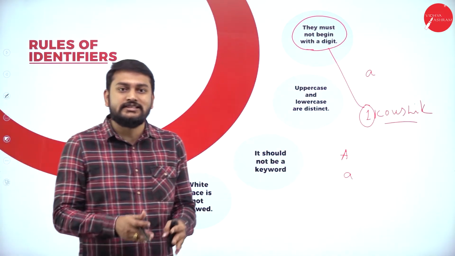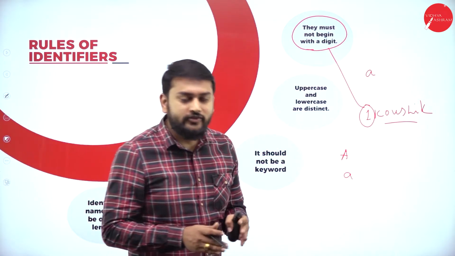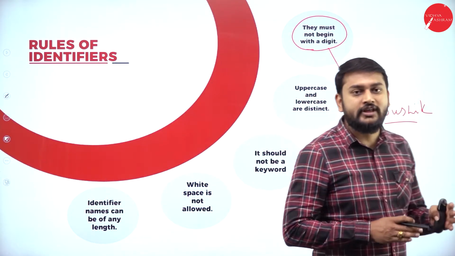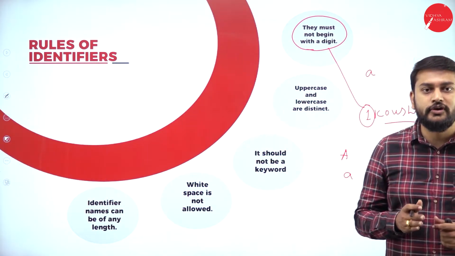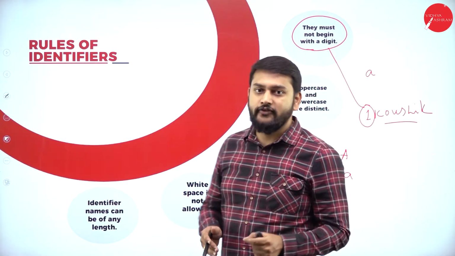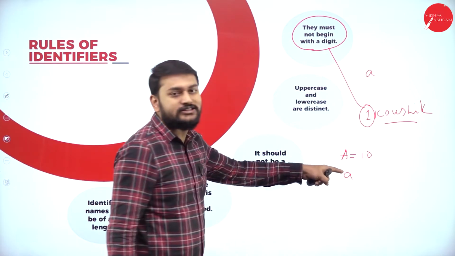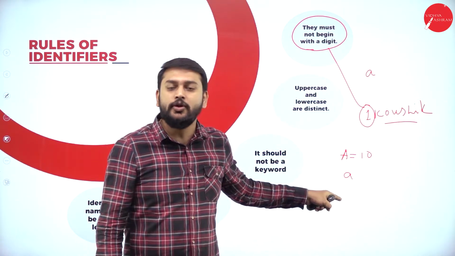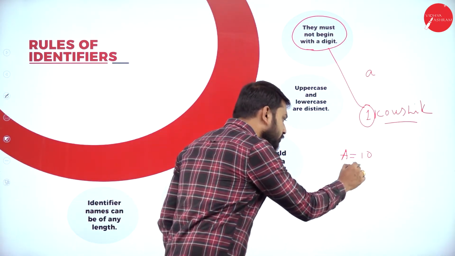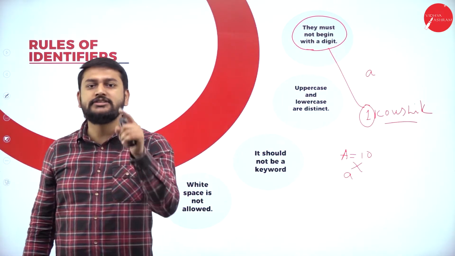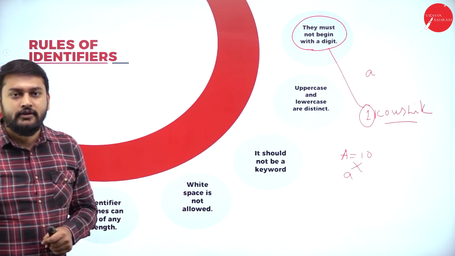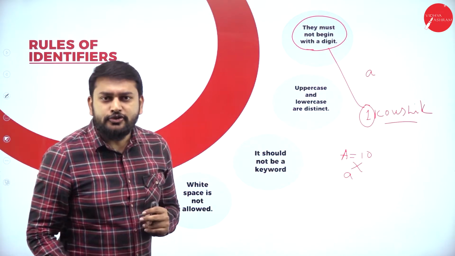Identifiers are case sensitive, whatever identifiers you are going to create. So it is case sensitive. Sir, I have stored a is equal to 10 and I'm trying to access the small a. Will it be possible? No, it is not possible. It is case sensitive. So that is the second point that you need to remember.